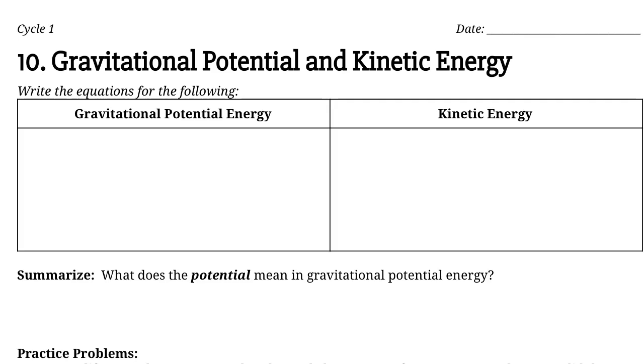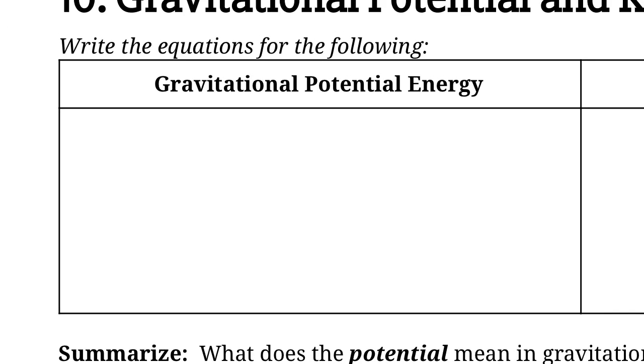So how can we calculate gravitational potential and kinetic energy? Starting off with gravitational potential energy, EG, we're going to calculate that with the formula mg delta h. And this is an equation we covered in class about where this equation comes from.